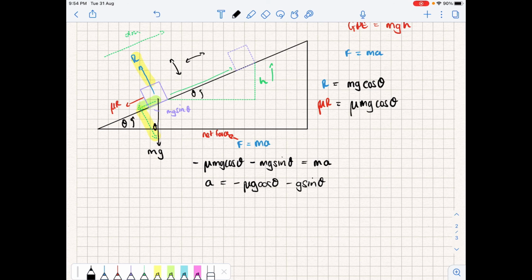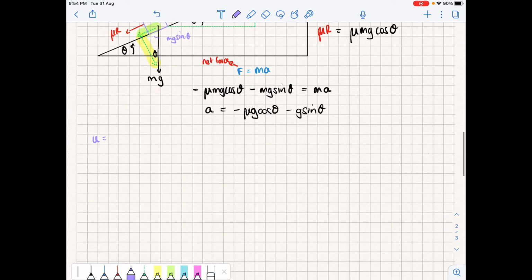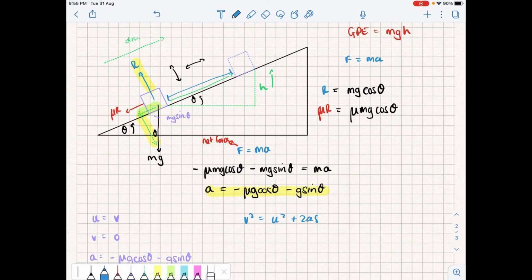From here, we're actually able to calculate our displacement. So let's take a look at the information we have. We know the initial velocity is equal to, if we go back to the question, v. Our final velocity is going to be 0. Our acceleration is equal to what we've just worked out, negative mu g cos theta minus g sine theta. And using one of our equations of constant acceleration, we can actually calculate the displacement. And the displacement is this displacement here that we're trying to calculate, how far up the slope the object has moved.